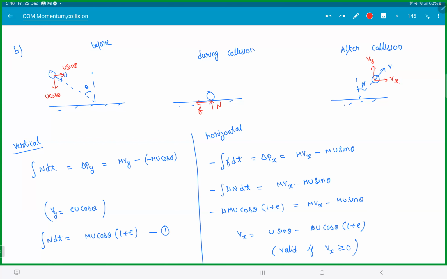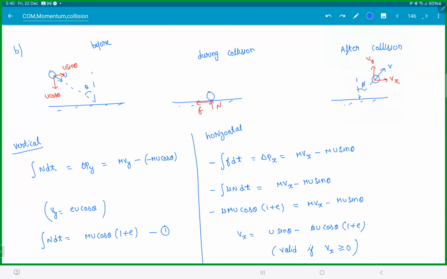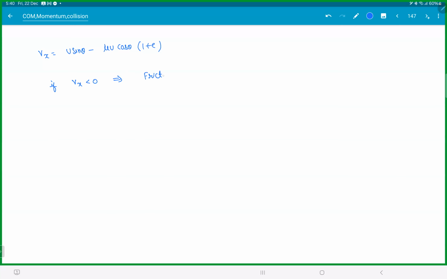Clear? Now, u sin theta minus mu u cos theta (1 plus e). So this is valid if Vx is greater than 0. If Vx is less than 0, this implies the friction stopped acting somewhere in the middle.